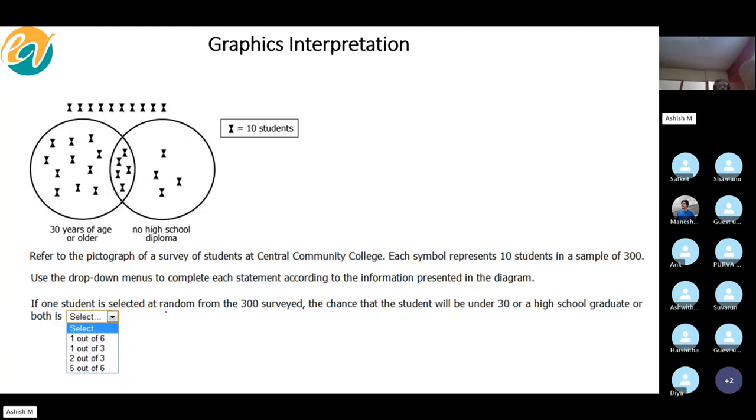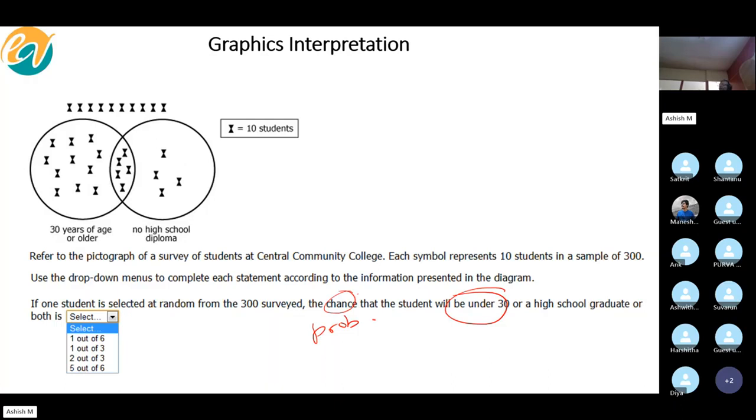All right. If one student is selected at random from the 300 surveyed, the chance, by the way, chance is probability, that the student will be under 30 or a high school graduate or both. Under 30. Let's look at under 30. Tell me, how do we find out under 30 from this diagram? It would be the students who are outside the Venn diagram.